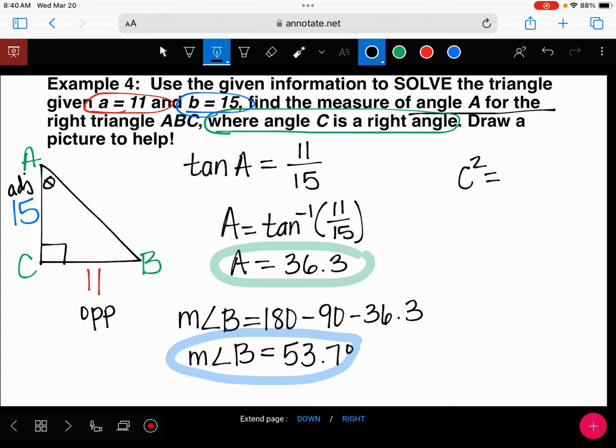And then lastly, to find little c, we can use the Pythagorean theorem. So c squared equals a squared plus b squared. We know a and b. We can only use Pythagorean theorem for a right triangle. And right now in 8.1, everything is a right triangle. So c squared equals 11 squared plus 15 squared. Go ahead and solve that for C.